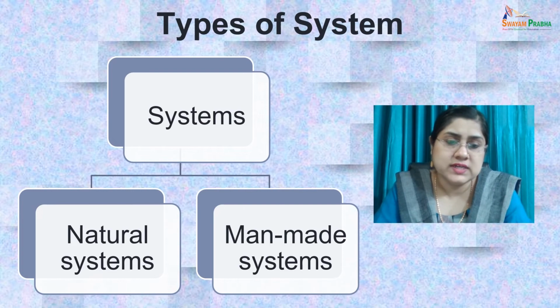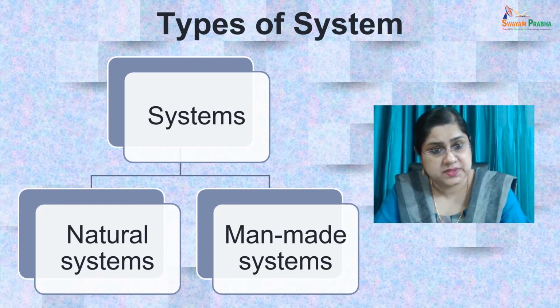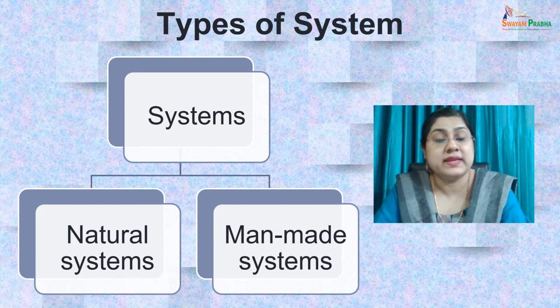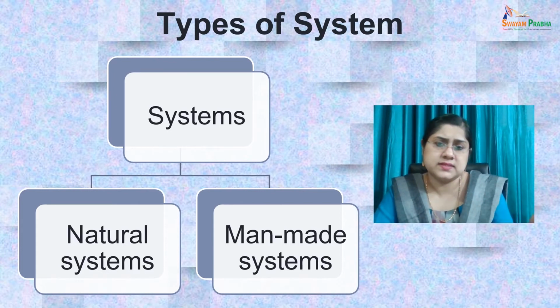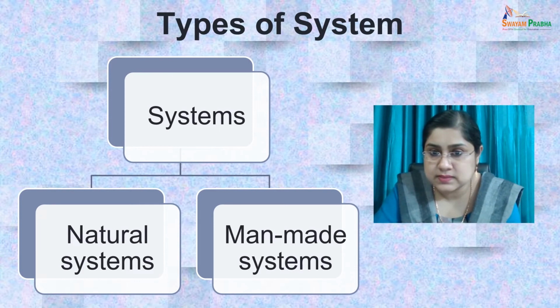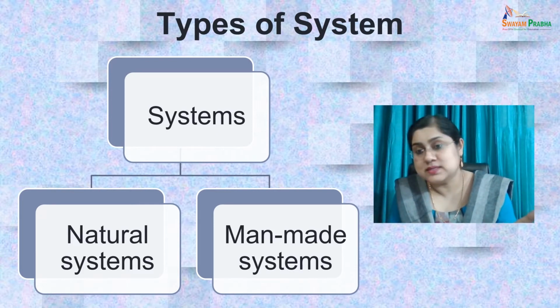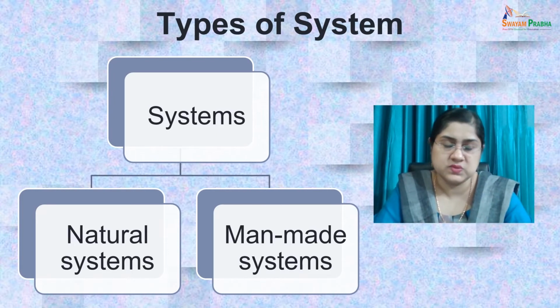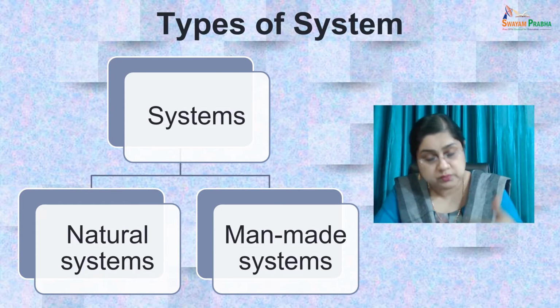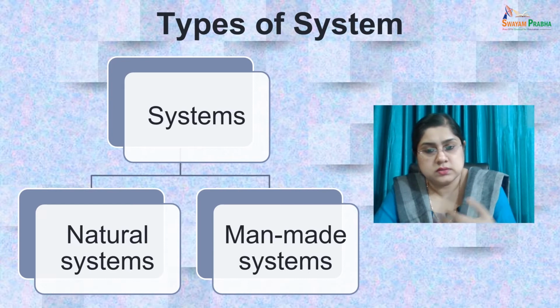Now, what are the different types of systems? The systems may be classified into two broad categories, and these categories can be the natural system and the man-made system. What is a natural system? Any of the systems which we can name, like the solar system, a human body, like our body is also a system.